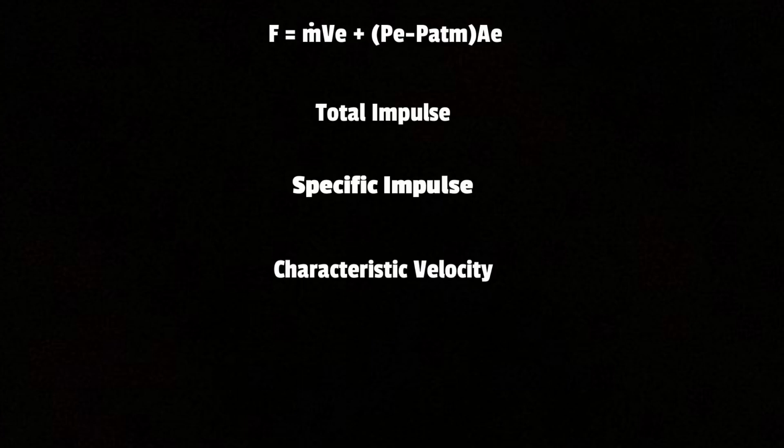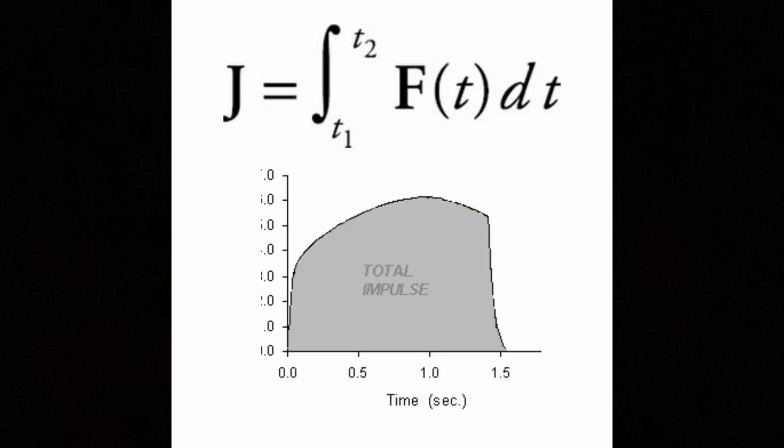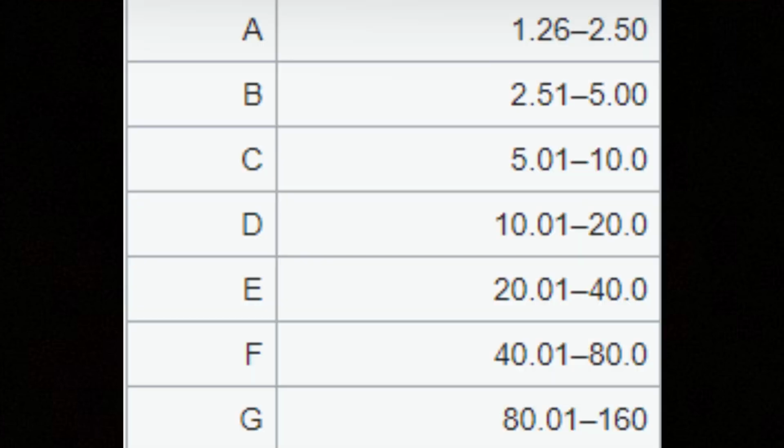Now that we have our thrust equation, we only have three more things to define: total impulse, specific impulse, and characteristic velocity. The total impulse of a rocket engine is defined as the area under the thrust time curve, expressed in Newton seconds. This basically just gives the total change in momentum the engine can impart onto the rocket. Rocket engines are in fact classed by their total impulse, as the bigger the total impulse, the bigger a rocket it can carry, and the farther it can shoot it.